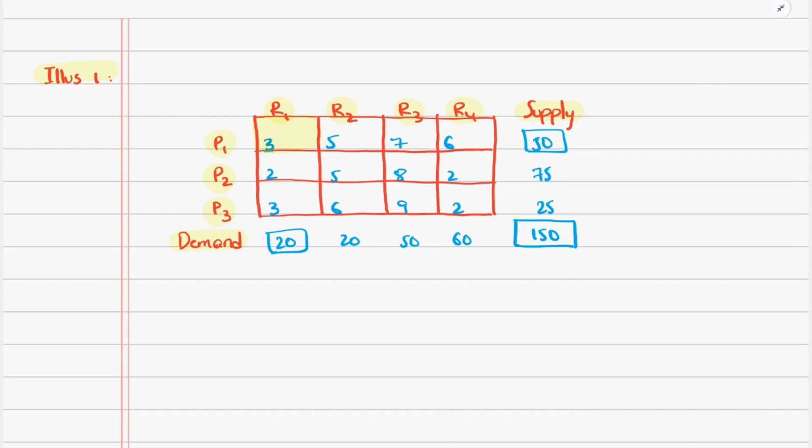Right. So what is the maximum that we can allocate here? See, the demand is 20 units, the supply is 50 units. So if P1 said, I have 50 units, I will supply you 50 units, R1 would be like, man, I only need 20 units. What would I do with the other 30 units? So the maximum possible allocation is only 20 units.